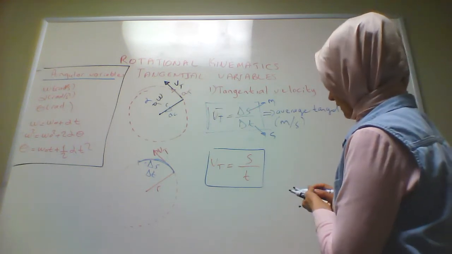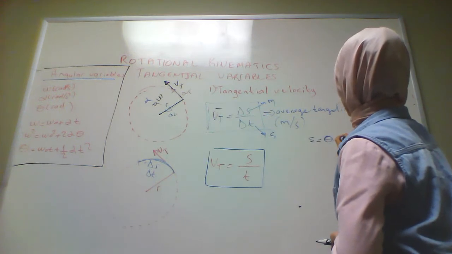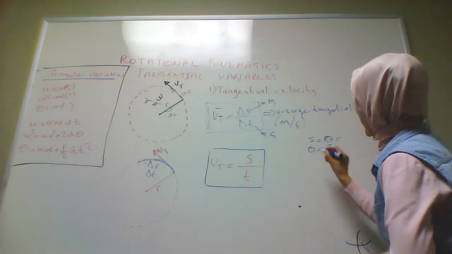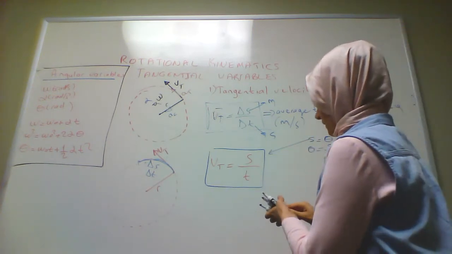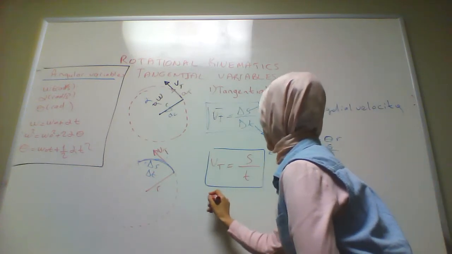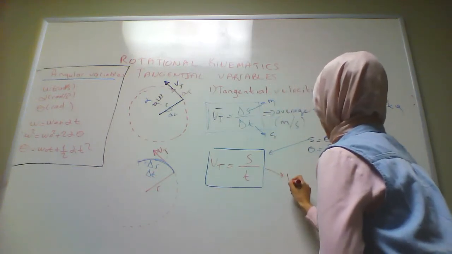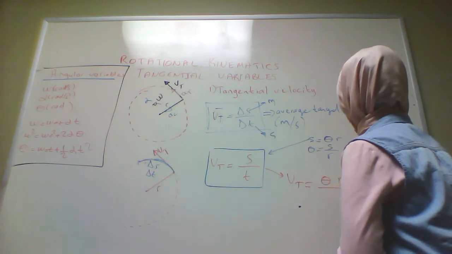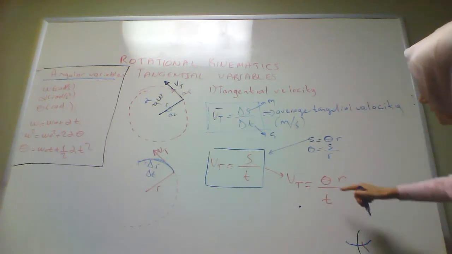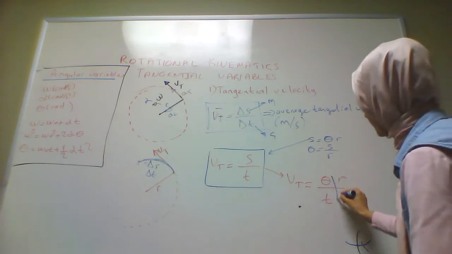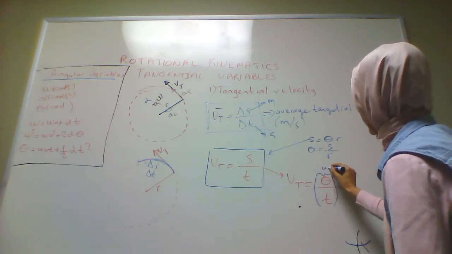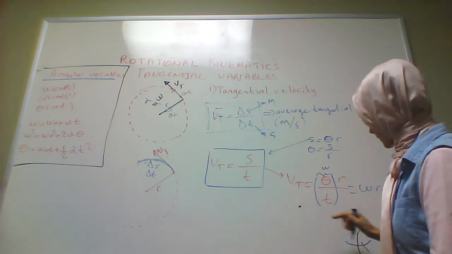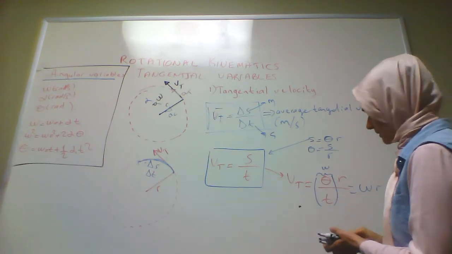In the beginning, we learned that s is equal to theta times r, or theta is equal to s, arc length, over r. Replacing this in here, the tangential velocity can be expressed as, instead of s, we put theta r, theta times r over t. And the angular distance traveled per unit time was equal to omega. Replacing that in here, we're going to find the same equation as in the uniform circular motion. The tangential velocity is equal to angular velocity times r. This still holds in here.